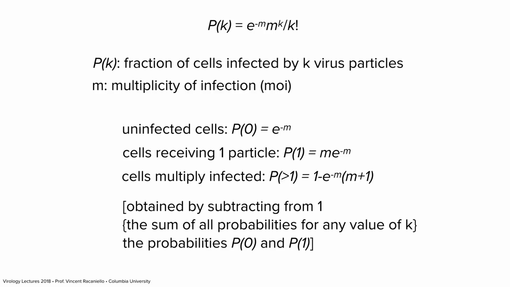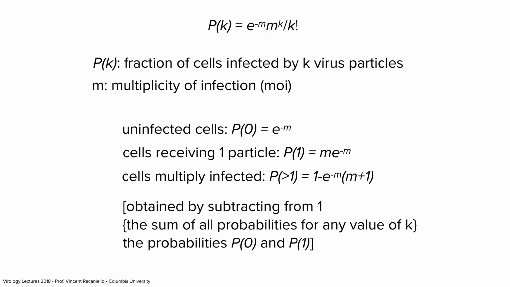And if you want to know how many cells get 1 particle, P1 is m e to the minus m. You could put these numbers in and work through, but you don't need to do that. And cells multiply infected would be represented by this formula. And that is obtained by subtracting from 1. 1 would be the sum of all probabilities for any value of k. The probability is P0 and P1. That's how you would get P greater than 1.